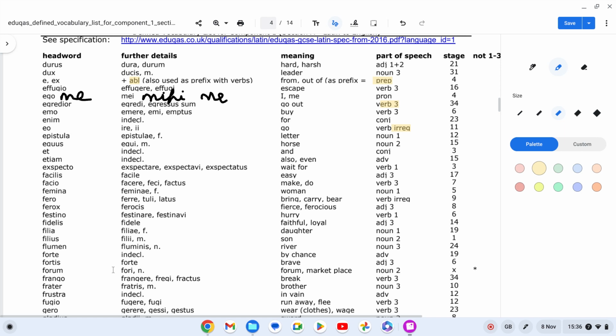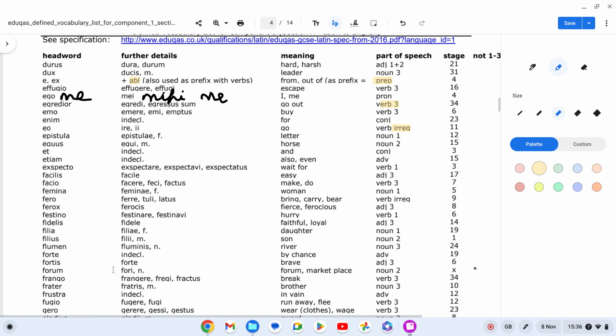Next, expecto, expectare, expectavi, expectatus means wait for. It can also mean expect, hence the English word. Again, it's another compound with ex and spectare, spectare meaning look at or watch. And I guess, although it's not quite how it works, if you think of it as look out for, then that would help you remember this. But yeah, wait for. If you expect somebody, that's probably because you're waiting for them, for example, to arrive.